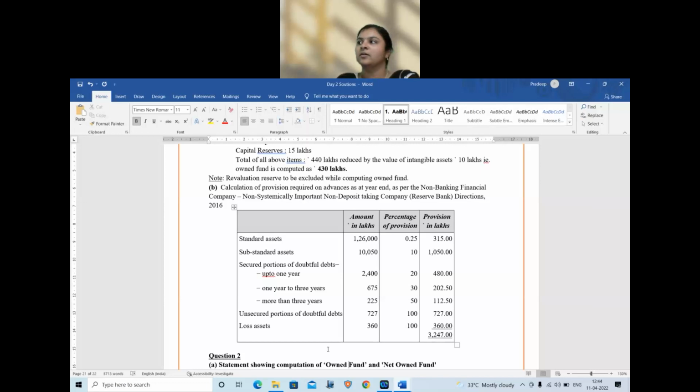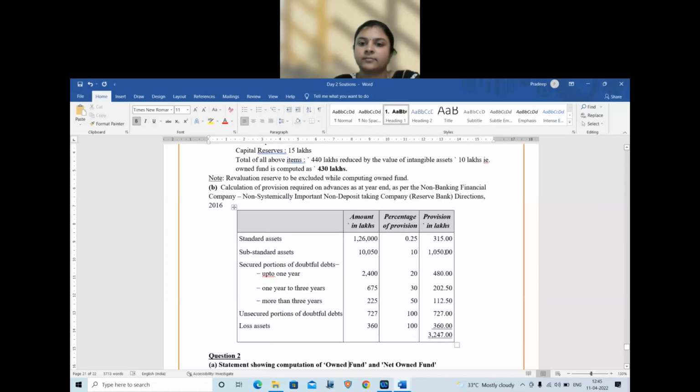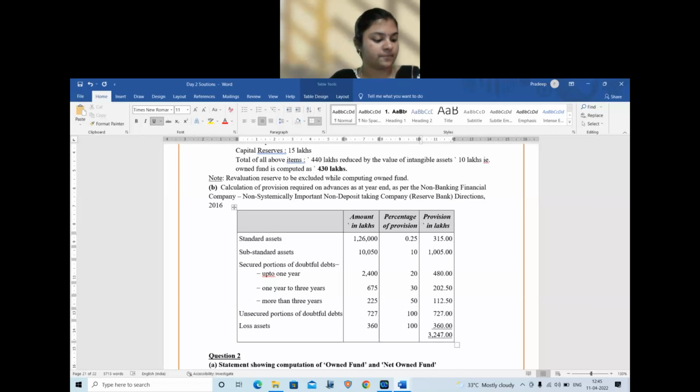3247. 10050. 1005. 3202. 3202. Right, right. My bad. It is non-systemically important. It is 0.25 percentage.